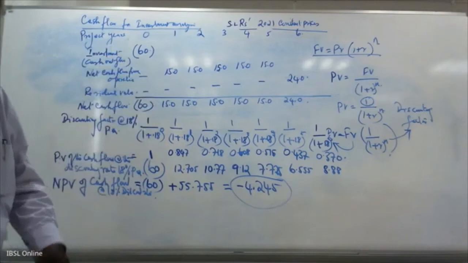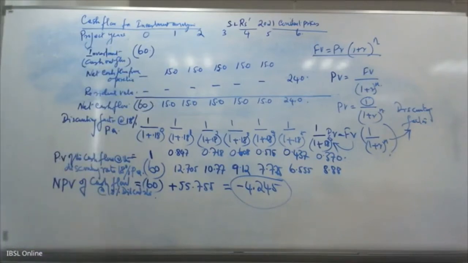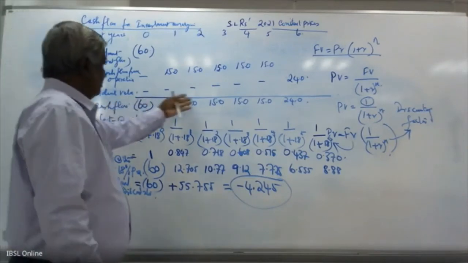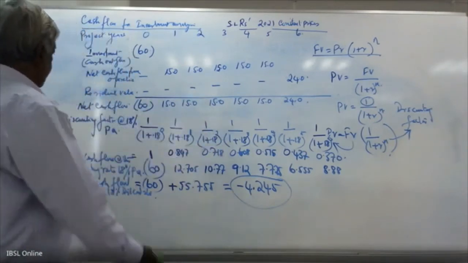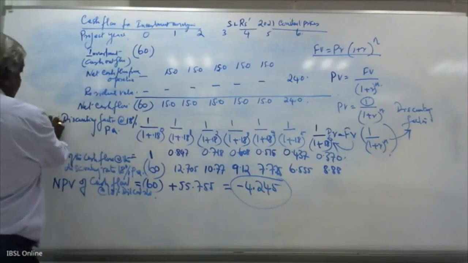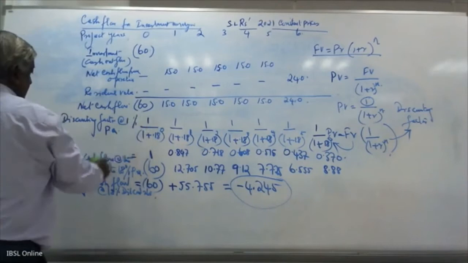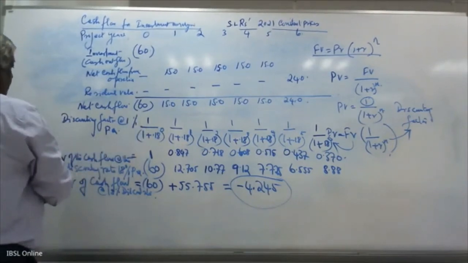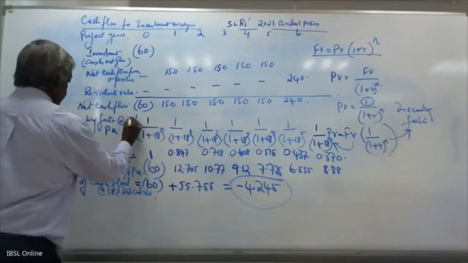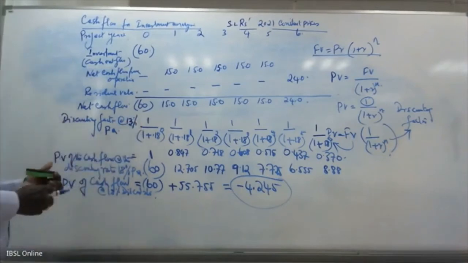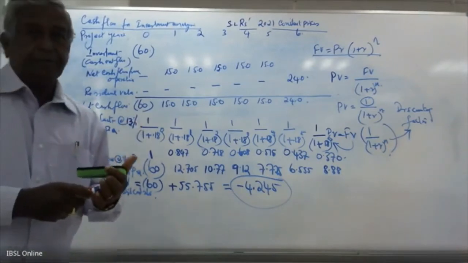So we do the calculation at 13%. Okay, I am erasing all these things below the net cash flow. Up to this point, it is the same. Here only our calculation will vary. So discounting at 13%. At 13%, we do the calculation.